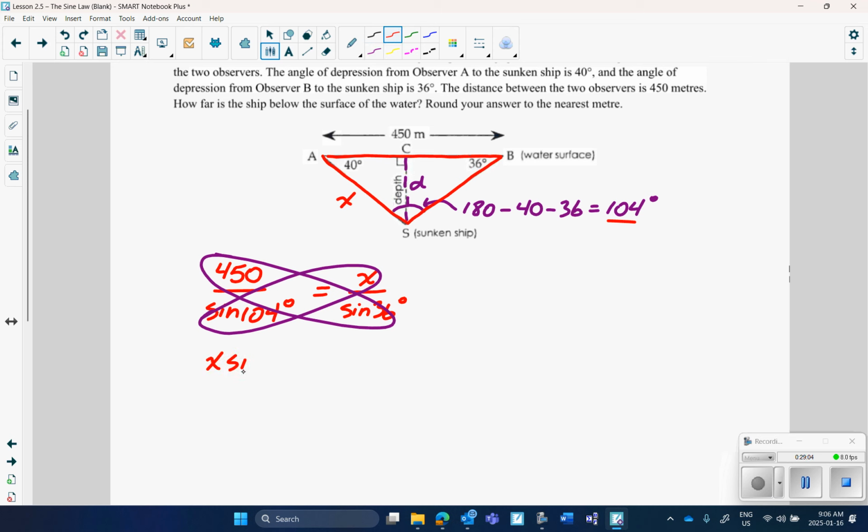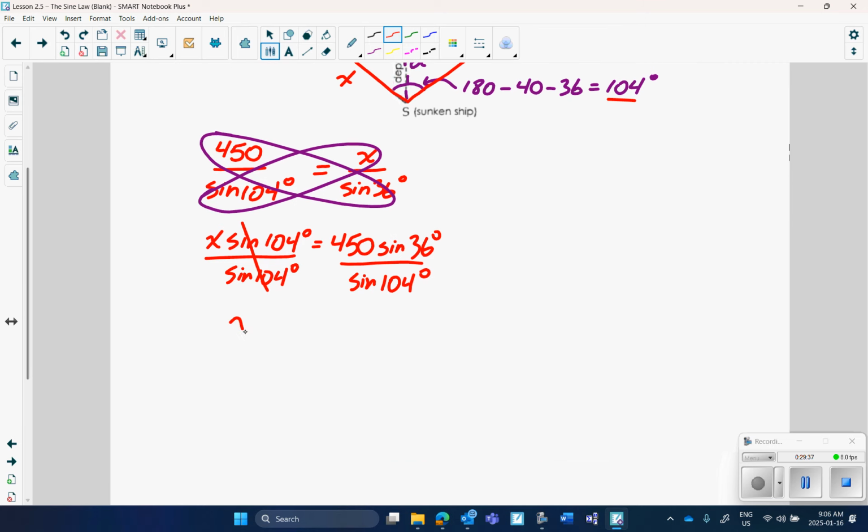So I get X times sine of 104 degrees equals 450 times sine of 36 degrees. Divide both sides by sine of 104, and that's going to give me my X. It says nearest meter, so I'm going to go to the nearest meter this time. And when I go to the nearest meter, 273. So I get X is approximately 273 meters.